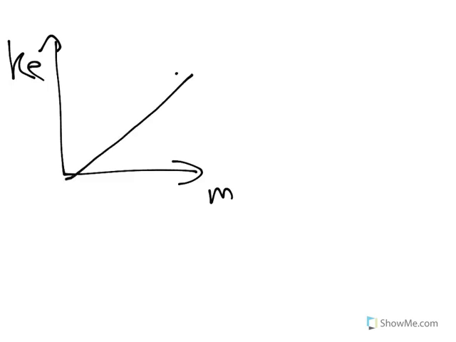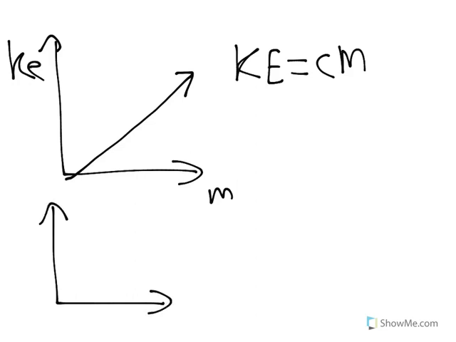Let's make a graph of kinetic energy and mass. As we look at this graph, and we do some experiments and graph some points, we'll see that this is a line. And this means that kinetic energy equals some constant times mass, assuming that everything else stays the same, the velocity stays the same, etc. Now let's do this again for the velocity. Once again we have kinetic energy, but this time we're graphing with respect to velocity. But this time it's not a line. This time it's a curve.